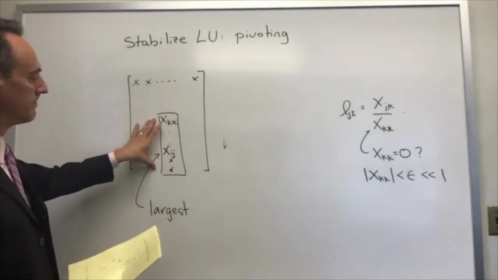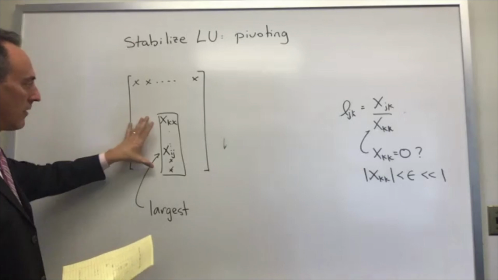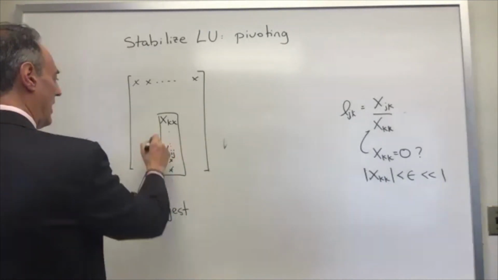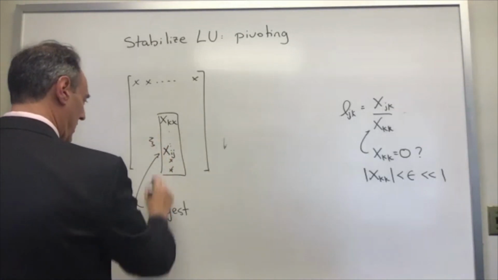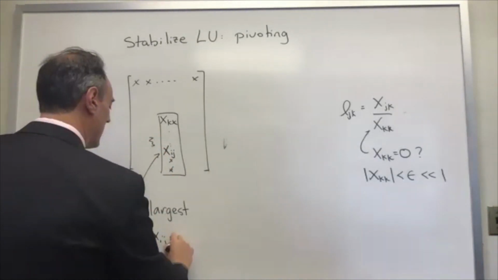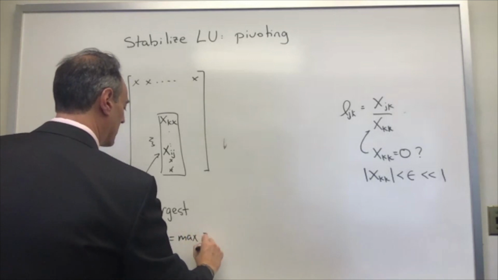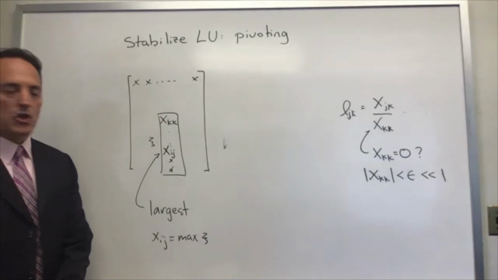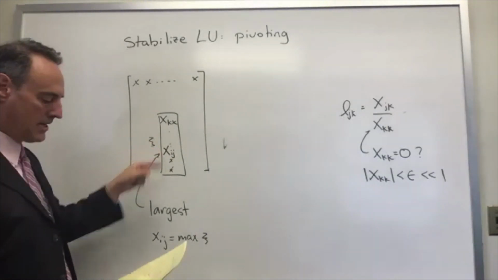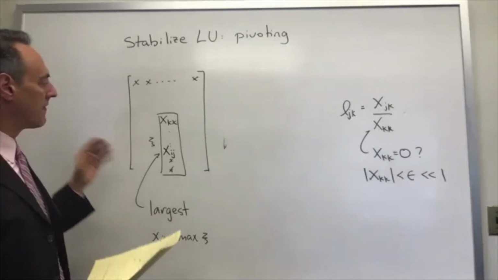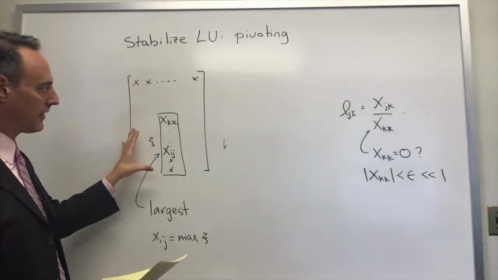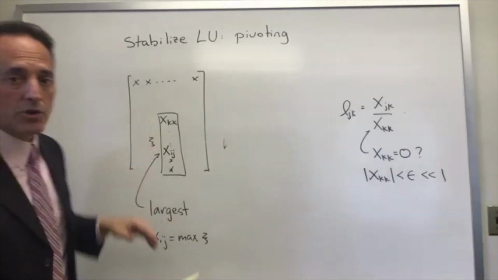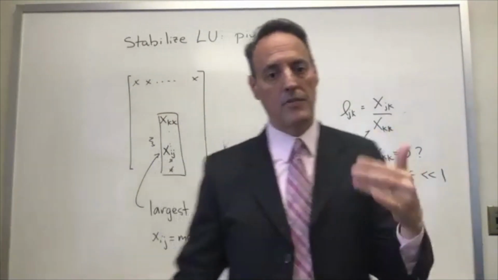Okay, so that's the largest value of these components. Let's call this vector here c, and then x_ij is the max of the vector c. So I'm going to pick this, and what I'd really like to do first is take what I have here and switch this row with this row. So I'm going to do a permutation operation at this point.